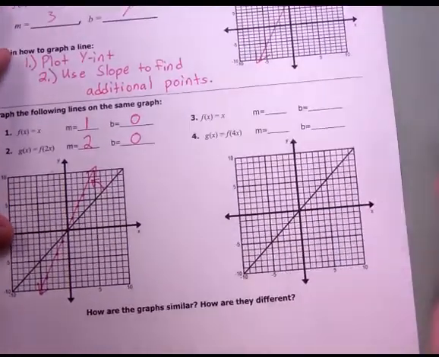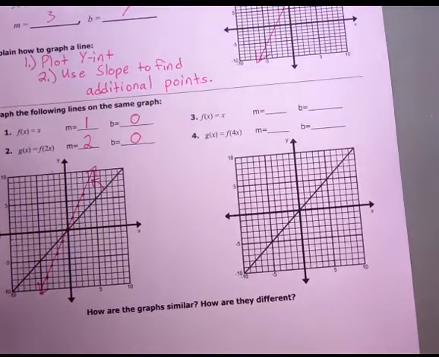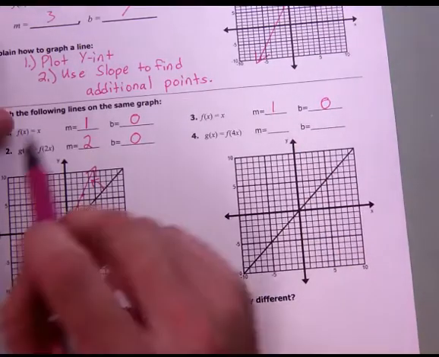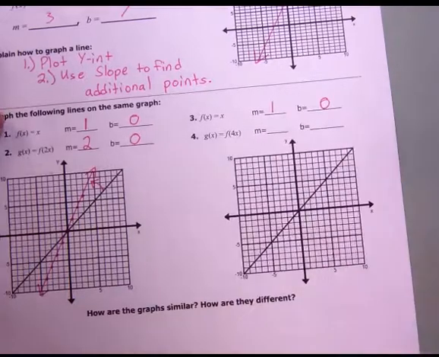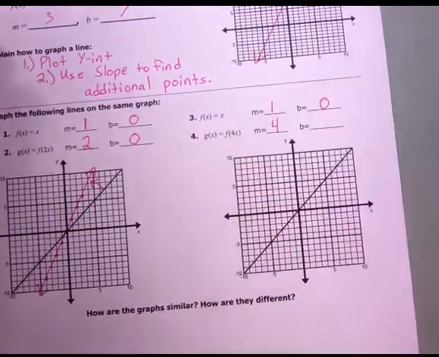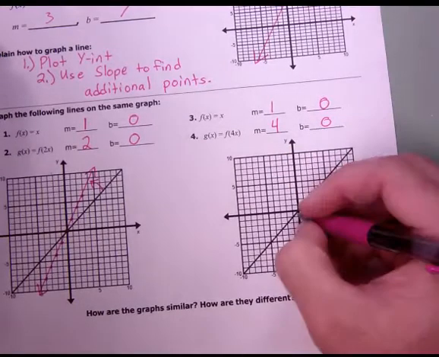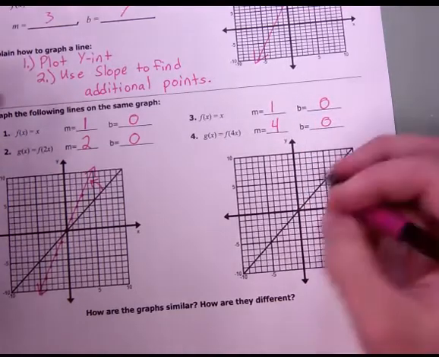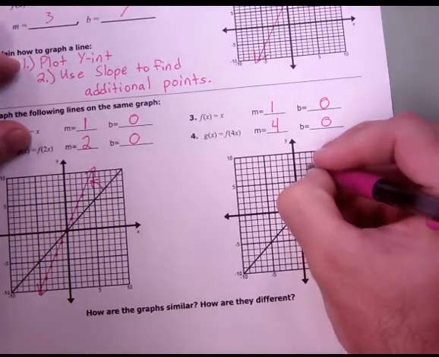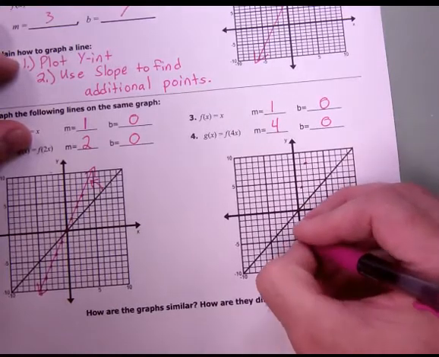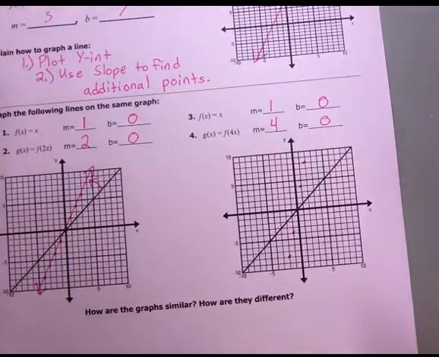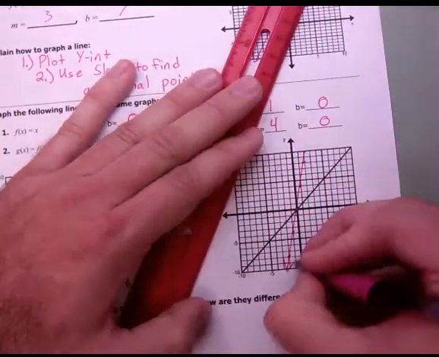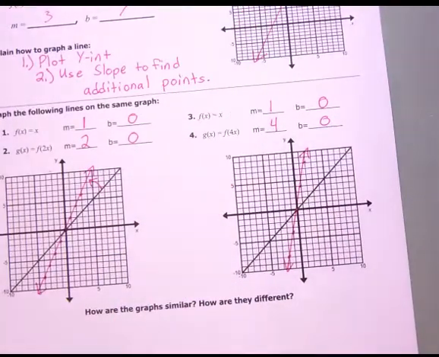We'll do another one. We have the linear parent function again. So we have a slope of 1 and a y-intercept of 0. Now instead of changing it to 2 like we did on the previous one, we have 4x. That means our slope is now 4. Our y-intercept is 0, so it is not changing. But now instead of going over 1, up 1, we will go over 1, up 4, over 1, up 4, down 4, over 1, down 4, over 1. Connect the dots, and there you have it.